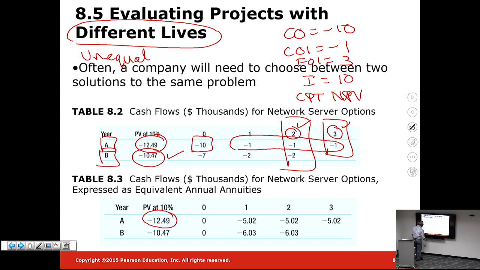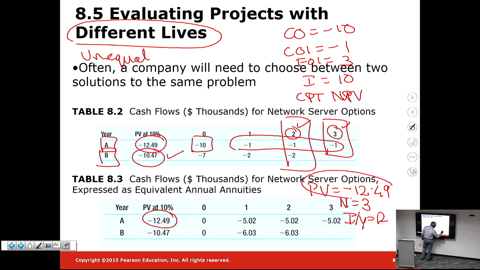and choose in my time value of money calculator, present value 12.49. Project A has an N of 3 and I/Y is 12. Based on these inputs, which is the same input that we used when we did net present value. Right? So I take the net present value as given, I input these numbers, and I compute payment.